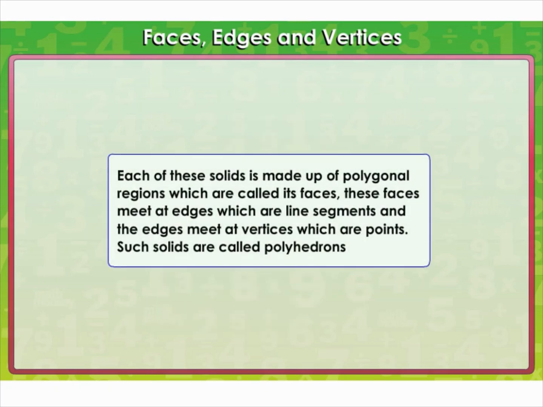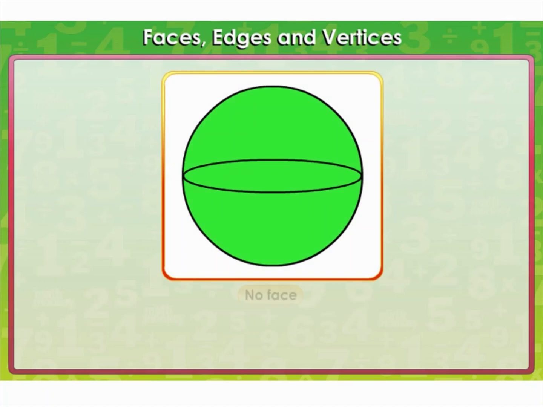Each of these solids is made up of polygonal regions which are called its faces. These faces meet at edges which are line segments, and the edges meet at vertices which are points. Such solids are called polyhedrons. Consider the sphere. It has no face, no edge, and no vertex.